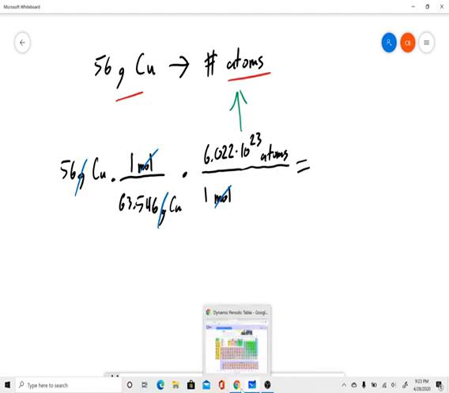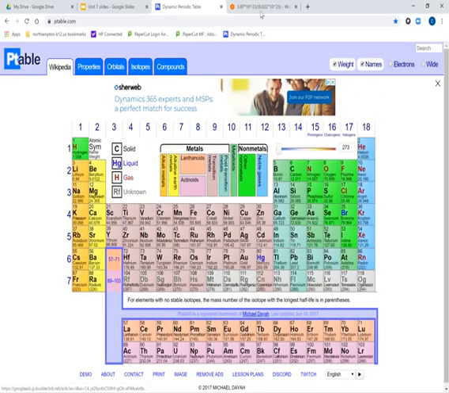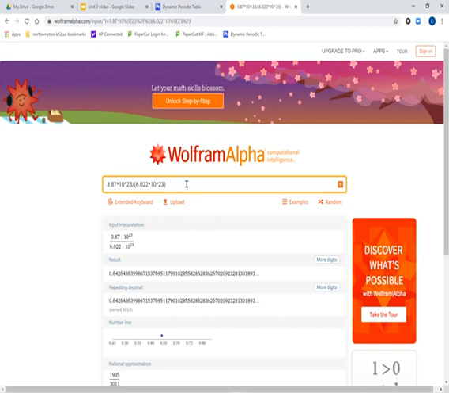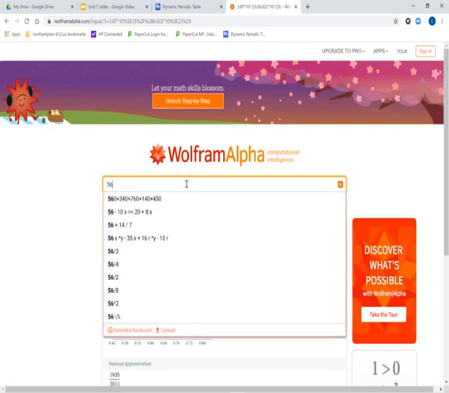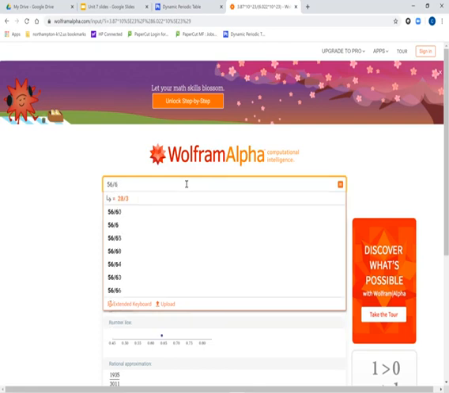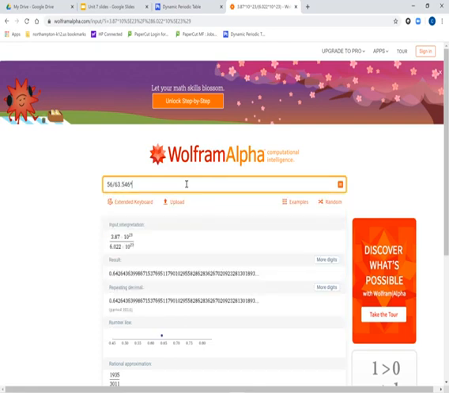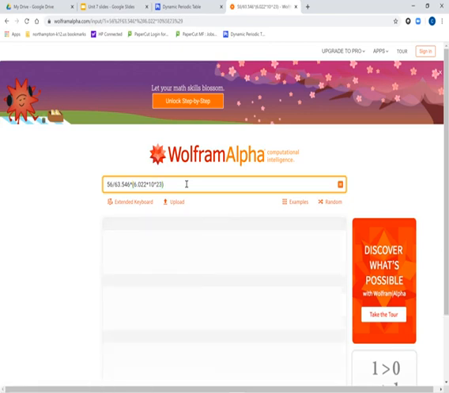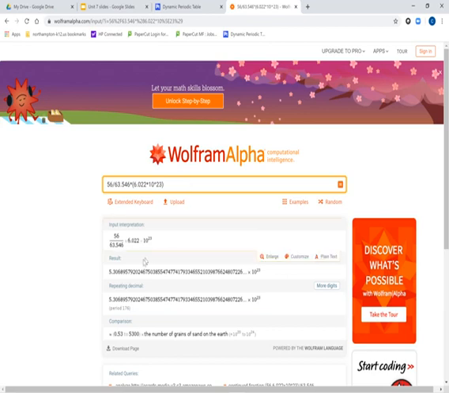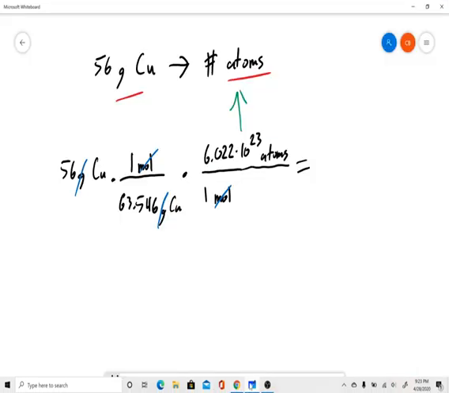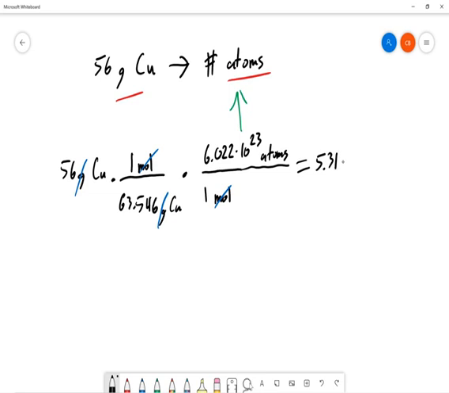Okay, let's see if I can remember all that. 56 divided by 63.546 times 6.022 times 10 raised to the 23rd power. Tell us, Wolfram, how many atoms do we have? We have 5.31 times 10 to the 23rd Cu atoms.